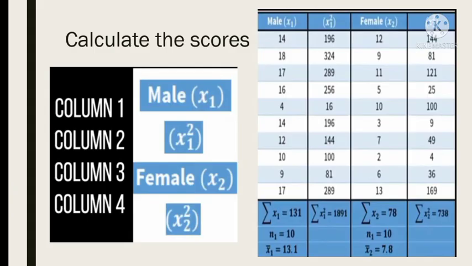Now let's proceed to the calculation of the scores, which I bet you already know how to do. So we're going to create four columns. In column number one, we have the male, or the X sub 1, or the group 1. And then after that, we're going to add all of their scores, and that will lead to a summation of X sub 1, which totals to 131. Then, as you can see, there is N sub 1 below that summation of X sub 1, and that pertains to the sample size of group 1, which is 10. And then the mean of group 1 is 13.1.